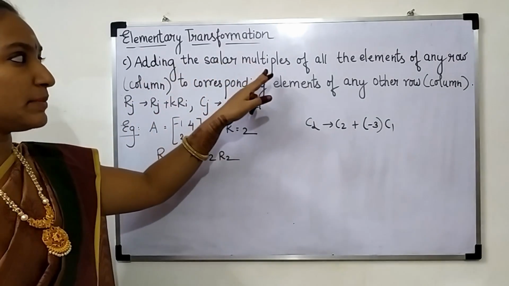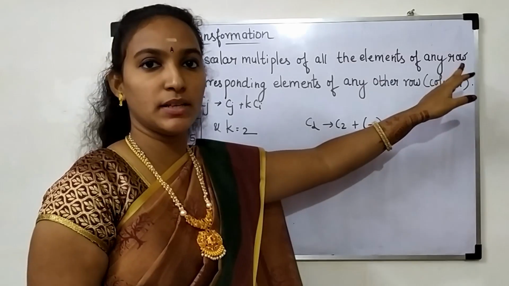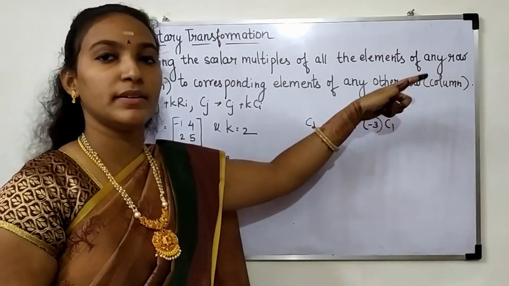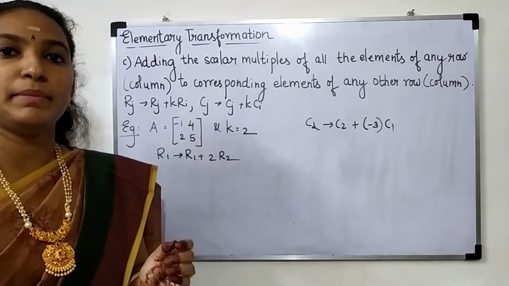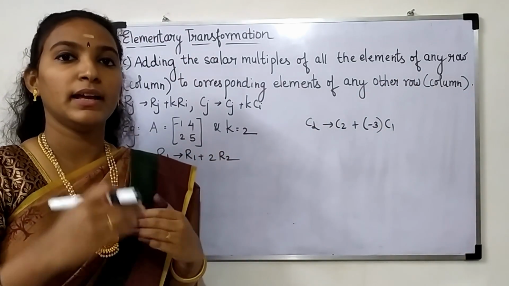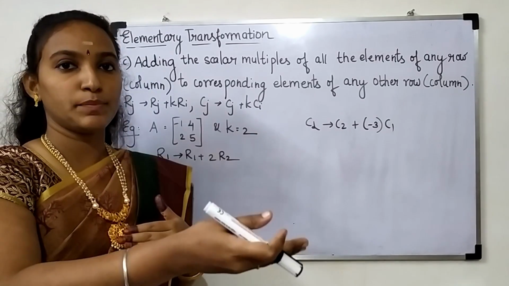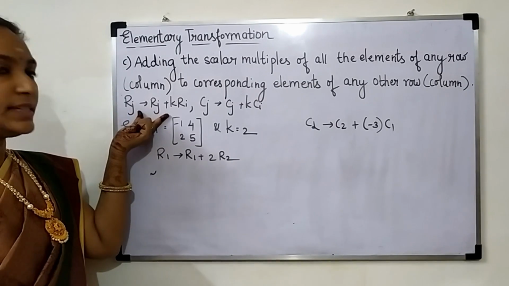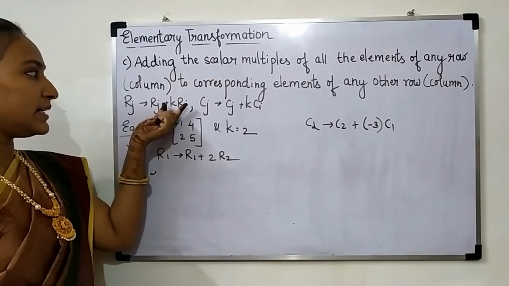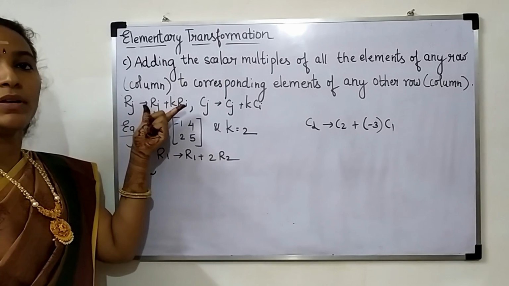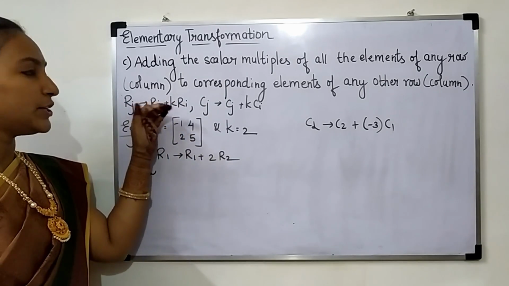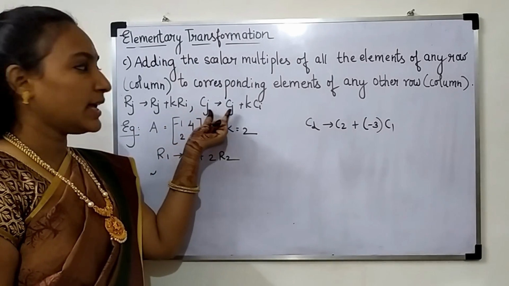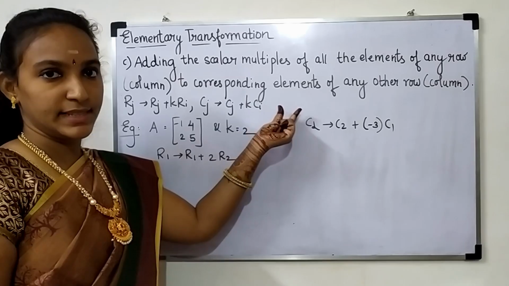Add the scalar multiples of all the elements of any row or column to the corresponding elements of any other row. We have to multiply any one of the rows with a scalar and add it to the corresponding row or column. Rj is transformed to Rj plus K Ri. We cannot perform the operation on the same row. It should be carried on to the next row. Or Cj plus K Ci.